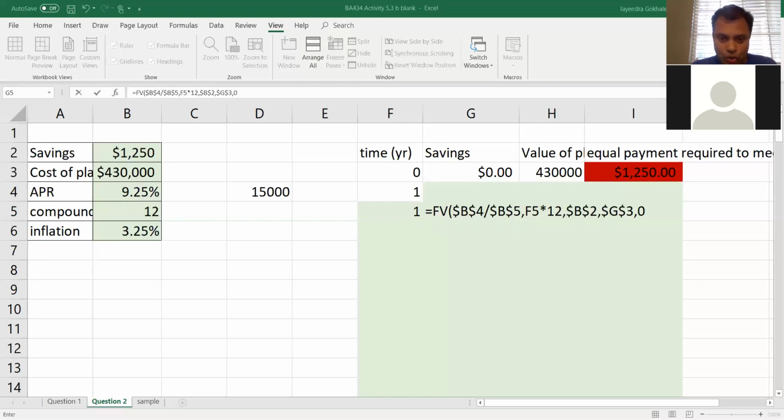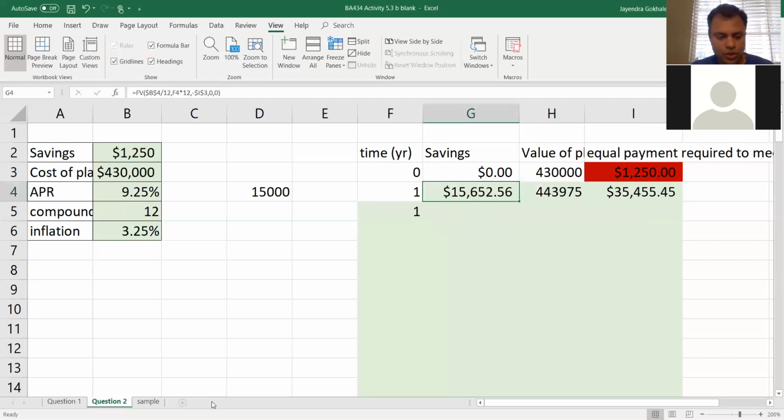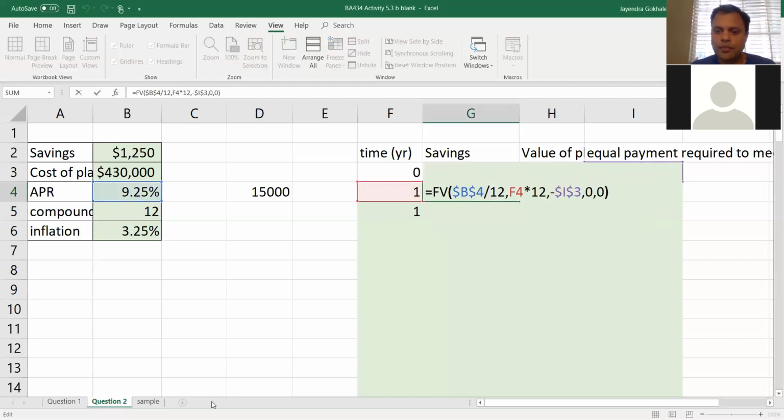By the way, this should go in the cell G4, okay? This should go here. And I've used I3, instead of I3, I should use B2. That's not a problem, it's the same number.